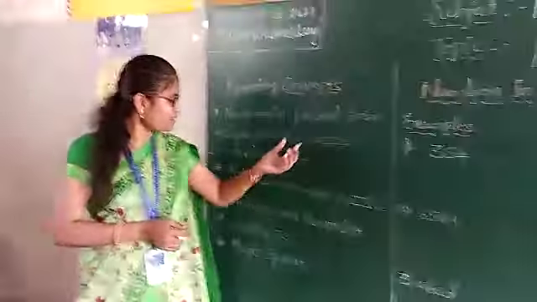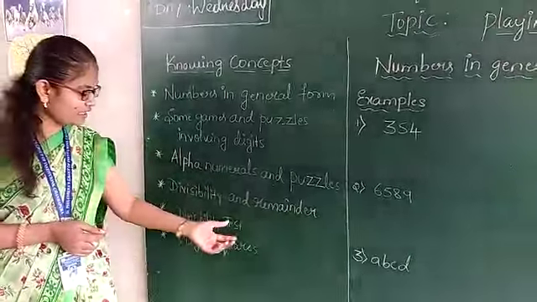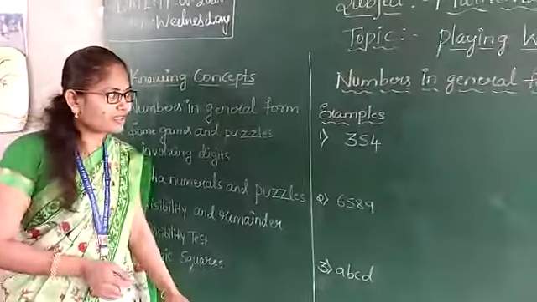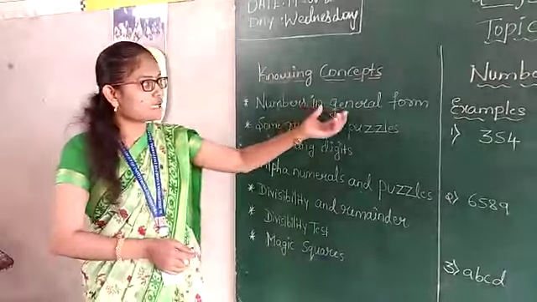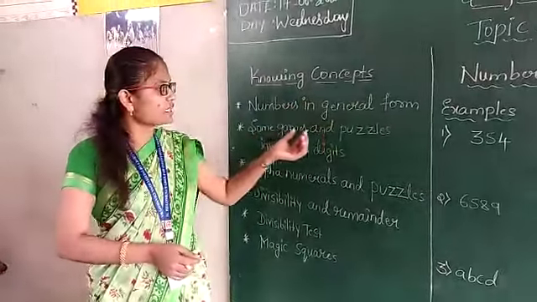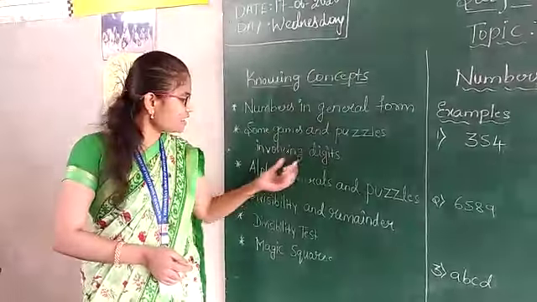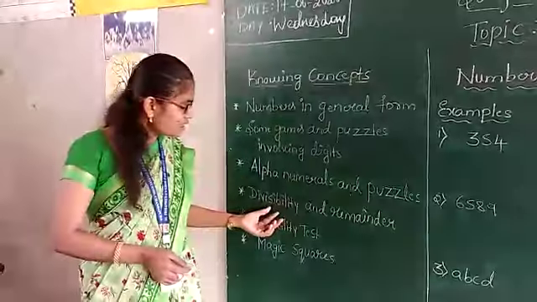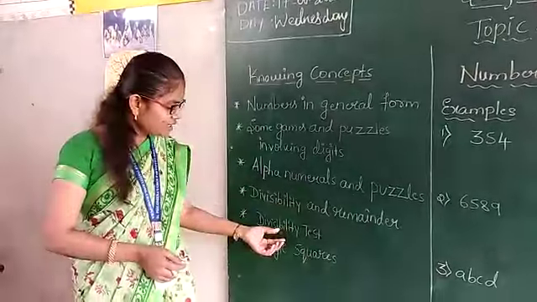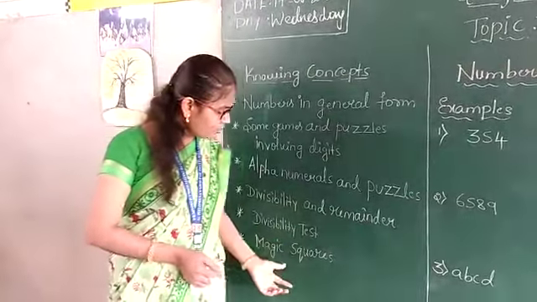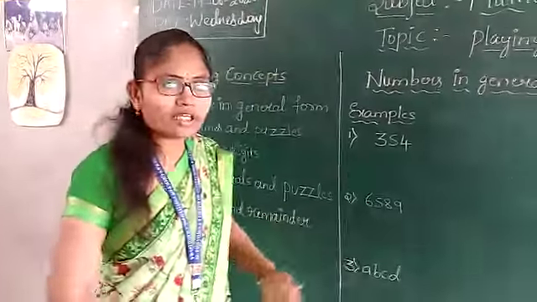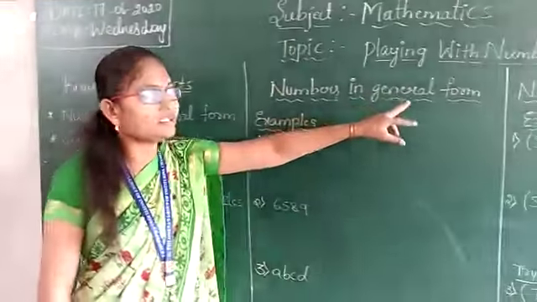alphanumerals and puzzles, divisibility and remainder, divisibility test and magic square. We are going to learn in this section about numbers in general form, some games and puzzles involving digits, alphanumerals and puzzles, divisibility and remainder, divisibility test and about magic square. Today we are going to learn about numbers in general form.